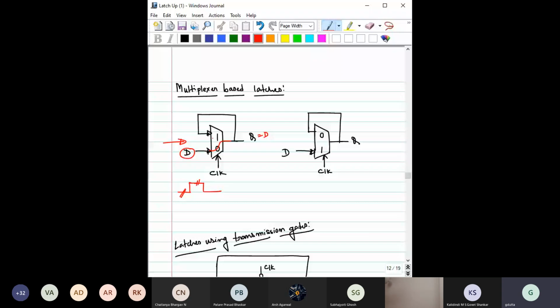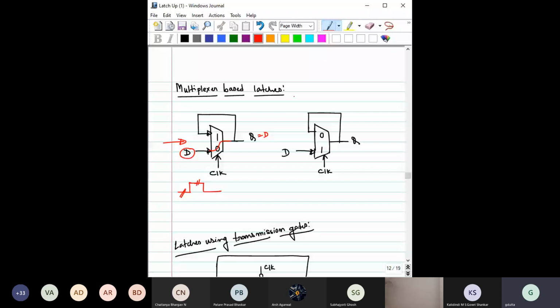Then this input has been selected, and this one input is nothing but connected with this Q only. So that means whatever is there will now be remembered here. So this is the memory state, and the other is the transparent state.